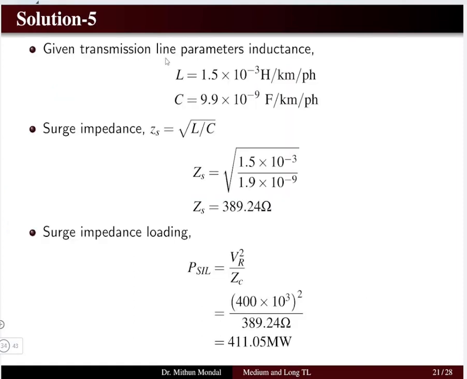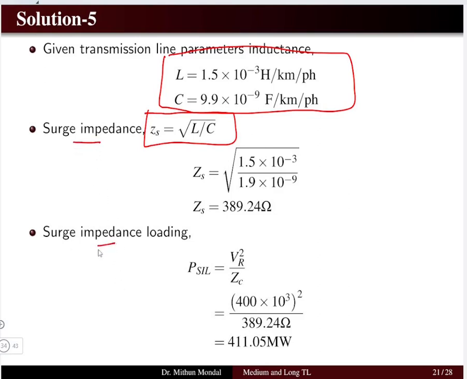From the information of inductance and capacitance, first we will calculate the surge impedance. Surge impedance is the characteristic impedance, which is under root of L by C. Once we have the surge impedance, we can determine the surge impedance loading. So what is the power? That is the voltage at the receiving end squared divided by the characteristic impedance or the surge impedance. Here we have 389.24 ohms that we have to put. Receiving end voltage is 400 kV.